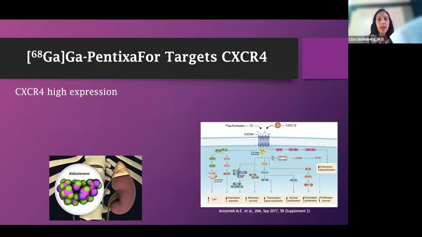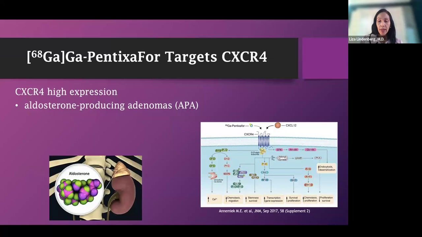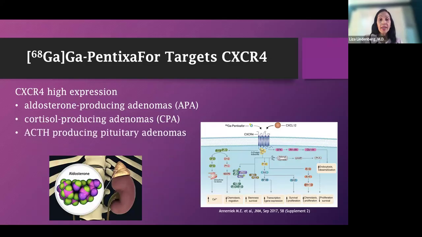So Ga-PentixaFor is targeting CXCR4. When it does, it will actually start a cascade of signaling pathways involving cell migration, proliferation, homeostasis, and others in normal and tumor tissues. CXCR4 has been seen to be expressed very highly on aldosterone-producing adenomas, cortisol-producing adenomas, as well as ACTH-producing pituitary adenomas. But significantly, it is not in non-functioning adenomas. And we'll also talk a little bit more about this.